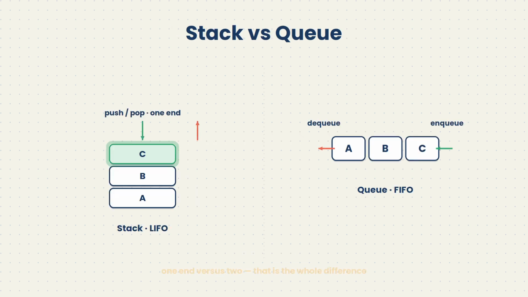So here they are together. A stack uses one end for everything: last in, first out. A queue uses two ends, joining at the back and leaving from the front: first in, first out. That single difference, one end versus two, is the whole distinction, and it decides which problems each one solves.